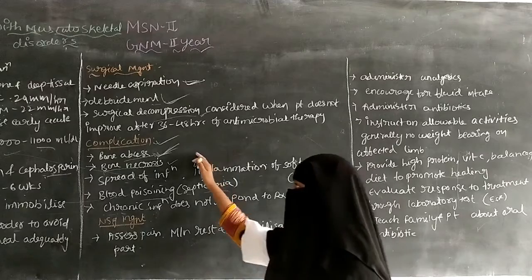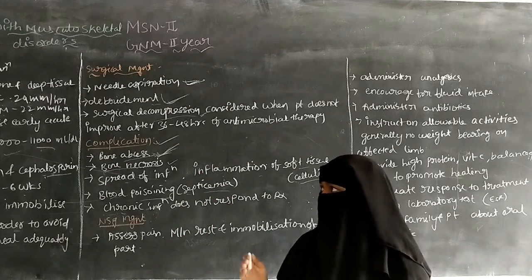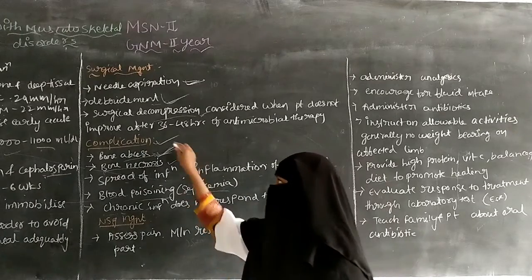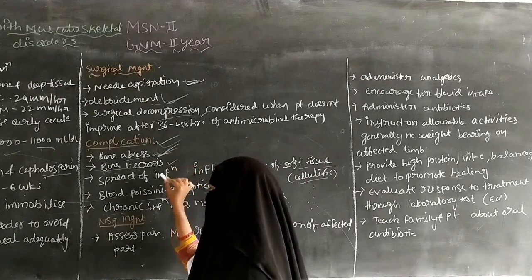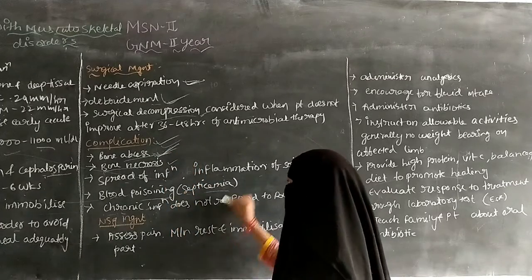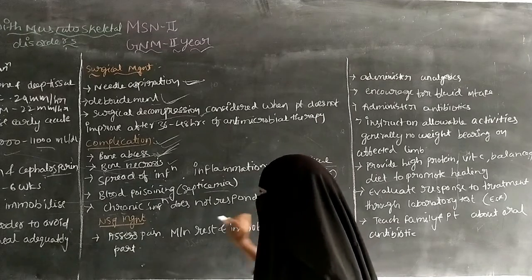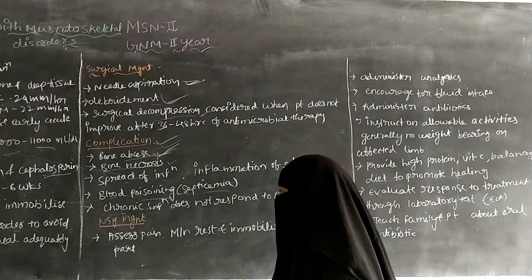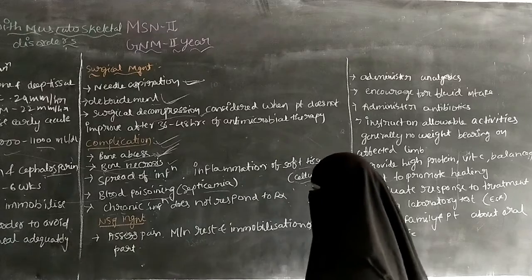So this is about the complications in the early stage of osteomyelitis. If it is not treated early, it can cause complications. These include bone abscess, bone necrosis, spread of infection, inflammation of soft tissue called cellulitis, and blood poisoning called septicemia, and chronic infection that does not respond to treatment.